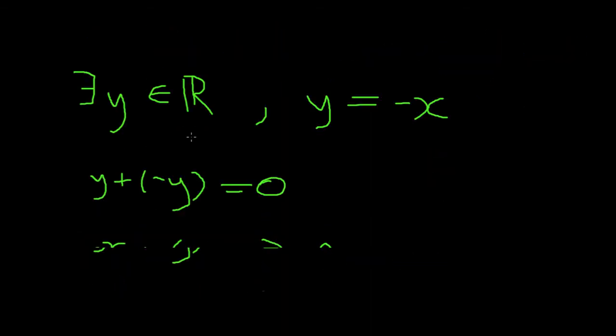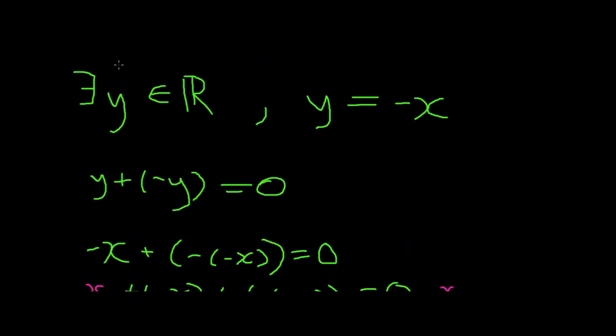Now I'm going on to the answer. For this one, like the other one, you need to first create a value y. So there exists a value y, which is a member of the set of all real numbers. I think that makes sense. And y is equal to negative x. So now we come and put an equation: y plus negative y is equal to 0. We know this is true because of the add inverse.